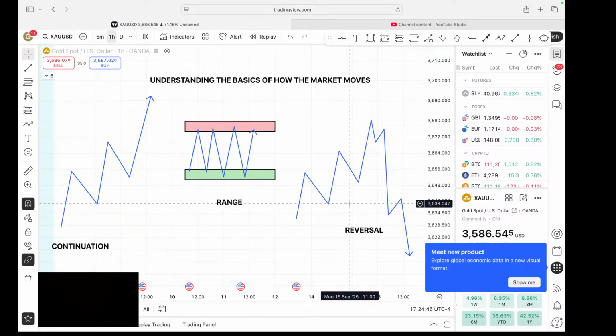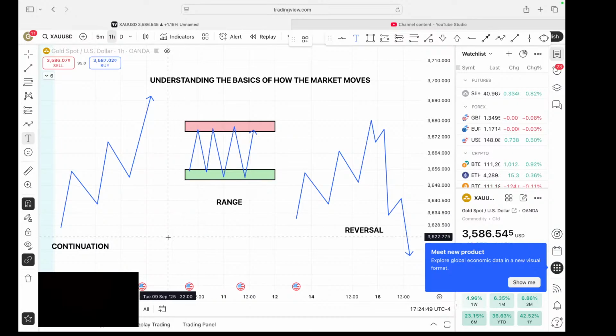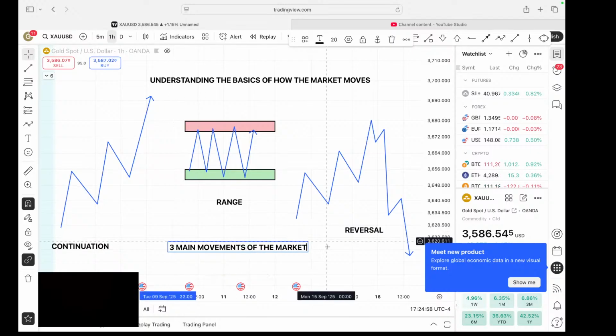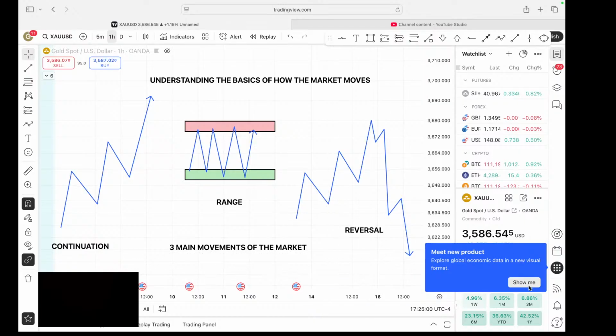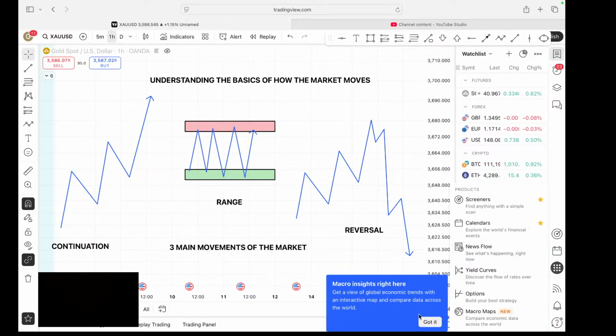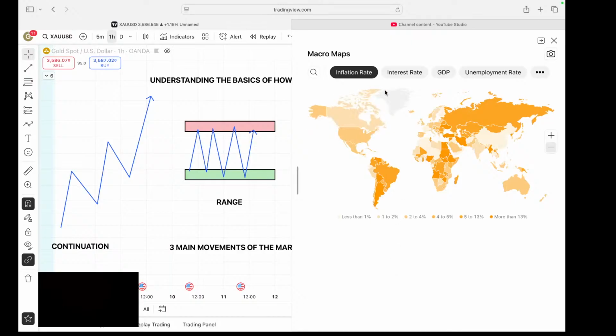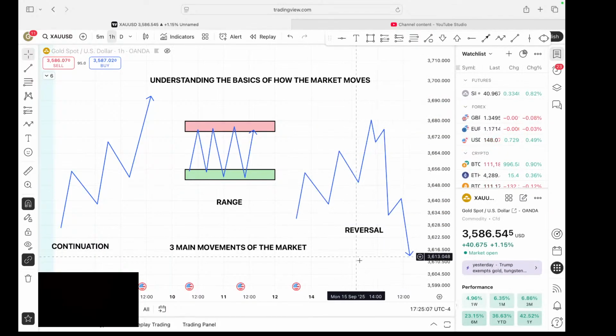Now, before we go over that, these are the three main movements of the market. What is that? All right. I'm gonna let this sit for a quick second. If y'all want to screenshot this, three main movements of the market.